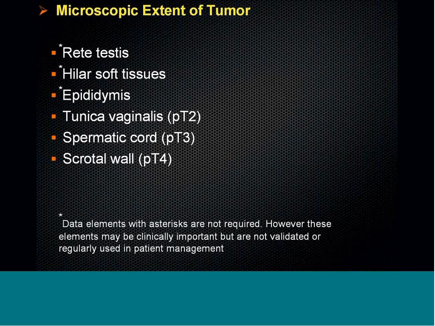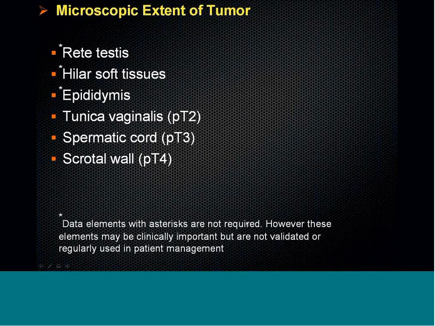So, moving on to the extent of tumor on the microscopic level. What the checklist asks us to do is these parameters. A pathologist should look at the microscopic extent of the tumor: presence in rete testis, hilar soft tissues, epididymis. Do these have a little asterisk associated with those findings? Because these data elements are not part of the current TNM staging. However, these elements can be clinically important, and although there's not enough data, they are used for patient management, so we have to report them.